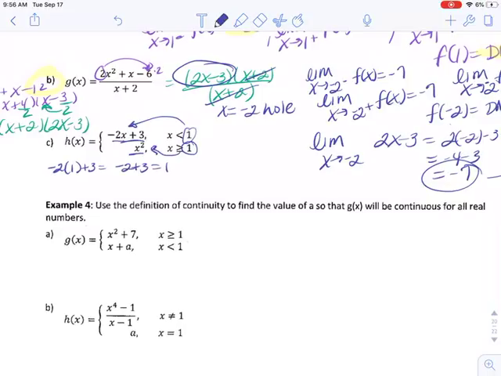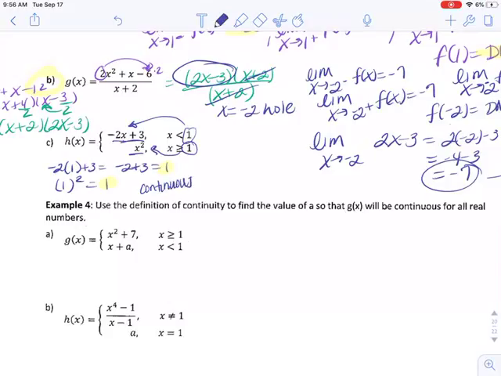Then I'm going to plug in 1 into the x squared equation. Well, 1 squared is 1. Since these two numbers are the same, that means that this piecewise function is continuous. All right, it's going to be continuous. There are no holes or gaps here. We also can look at it in terms of the limit.